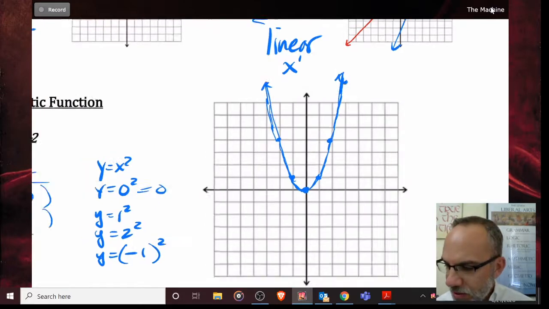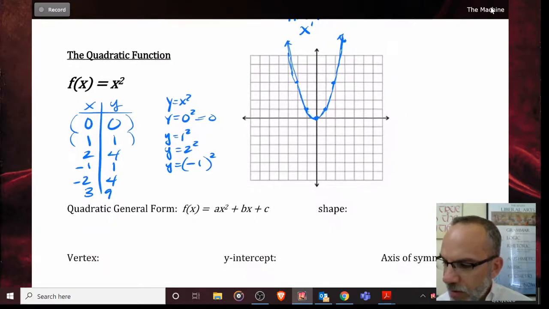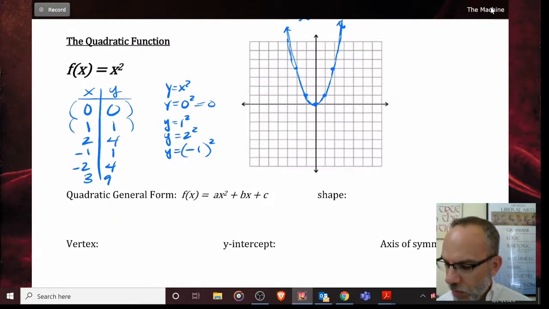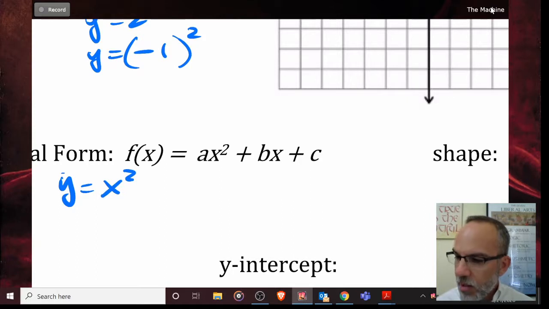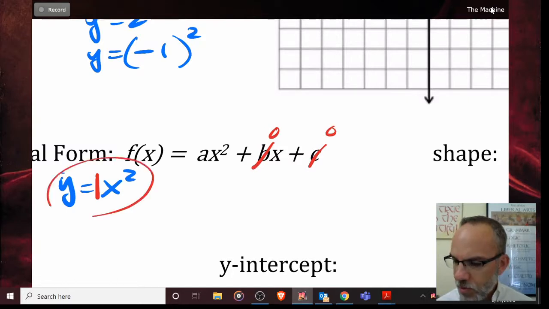So let's now discuss some of the properties. Okay. This is now the general form of a quadratic function. f of x, which is the function name, is equal to ax squared plus bx plus c, where a, b, and c are just numbers. So for the one that we had, y is equal to, or f of x is equal to x squared, the a value was a 1, and then the b was 0, and then the c was 0. So all we had was this one right here. That was the one that we just graphed.